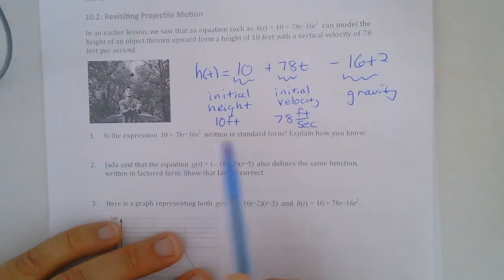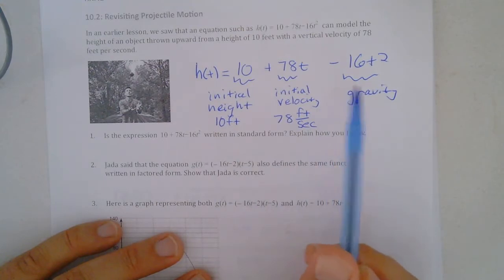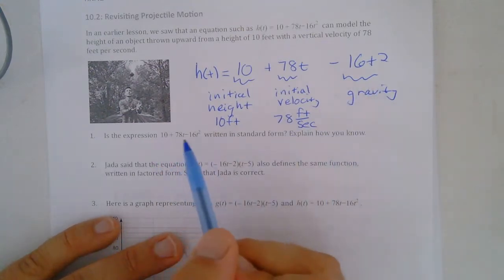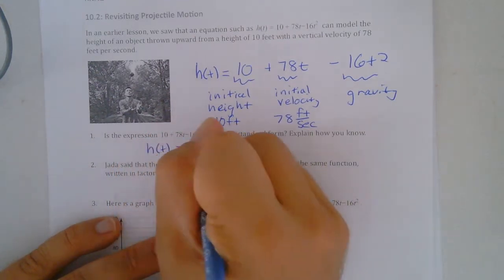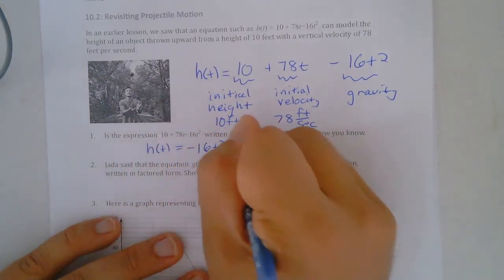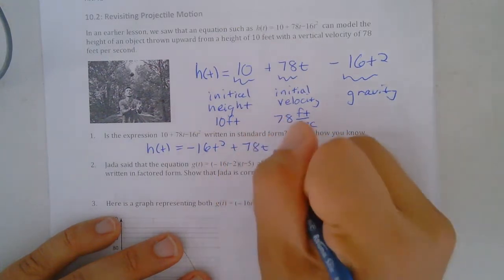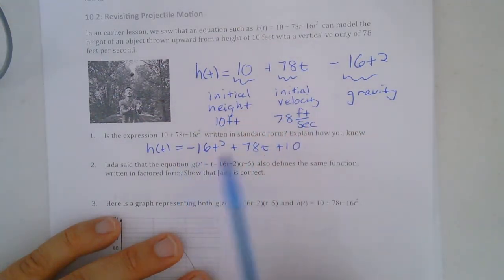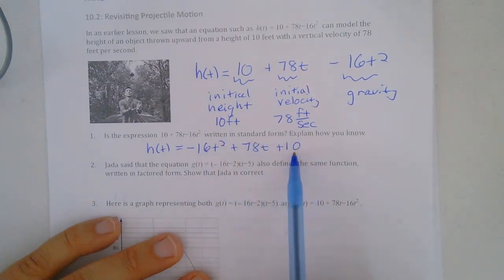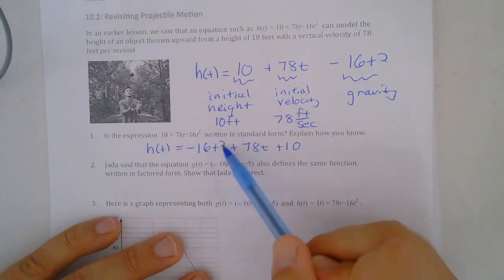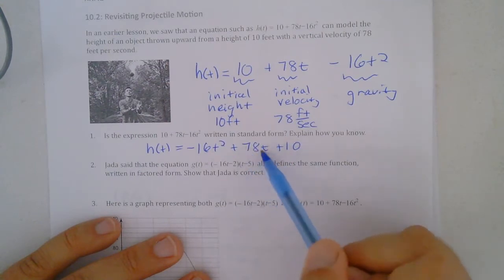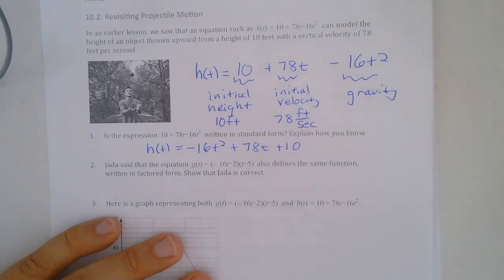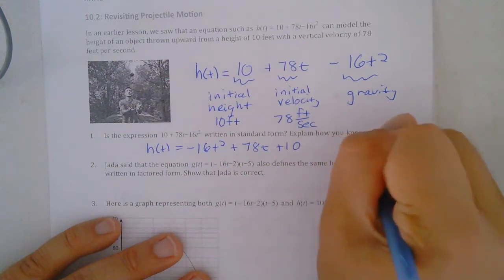So is this equation in standard form? The answer would be yes. And what you would need to do is just reorder that. So you can write this as h of t equals negative 16t squared plus 78t plus 10. Standard form is when you list the terms from the highest power to the lowest power and the constant last. So the highest power is t squared because 2 is the highest power. This is t to the first, so you put that second, and then a constant goes last. So this is yes.